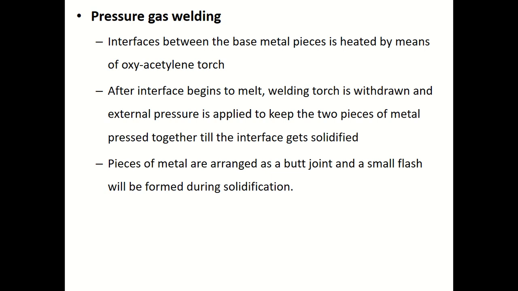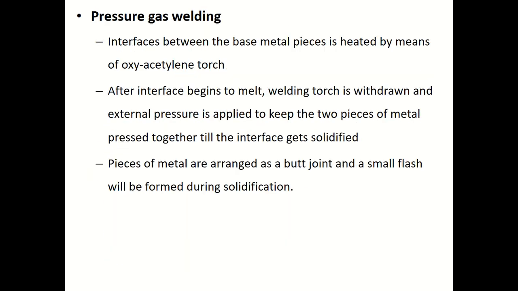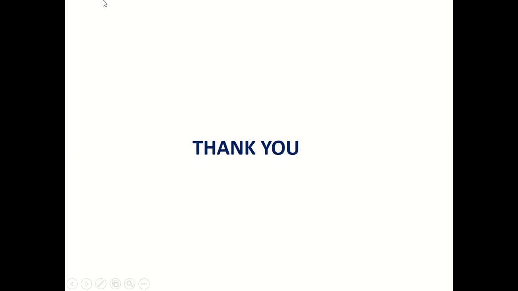interface gets solidified. So here we give the flame and then apply external pressure. That's the reason why it is called pressure gas welding. After the interface begins to melt, the welding torch is withdrawn and external pressure is applied, to keep the two pieces of metal pressed together till the interface solidifies. Usually the pieces of metal are arranged as a butt joint and a small flash will be formed during solidification. So we learned about oxyacetylene welding, oxyhydrogen welding, air acetylene welding, and pressure gas welding. That's all about it. Thank you.